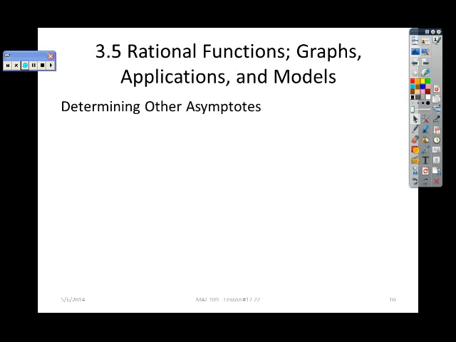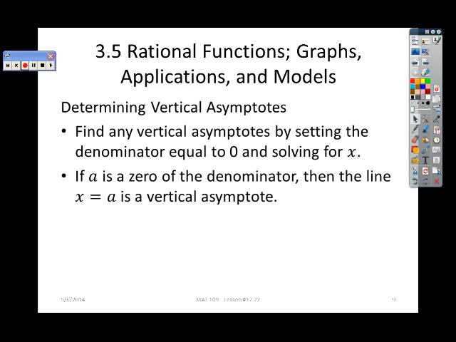We talked about vertical and horizontal asymptotes. There's a third type called an oblique asymptote. An oblique asymptote is still a straight line, but instead of being horizontal or vertical, it's sloped. So it's going to be a straight line with some slope to it. Vertical asymptotes you always find this way. Set the denominator equals 0, period. Whatever numbers you come out with, those are all vertical asymptotes.